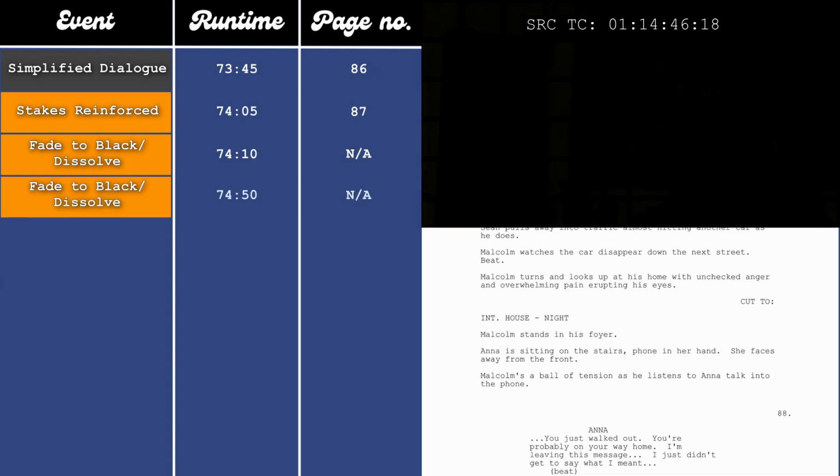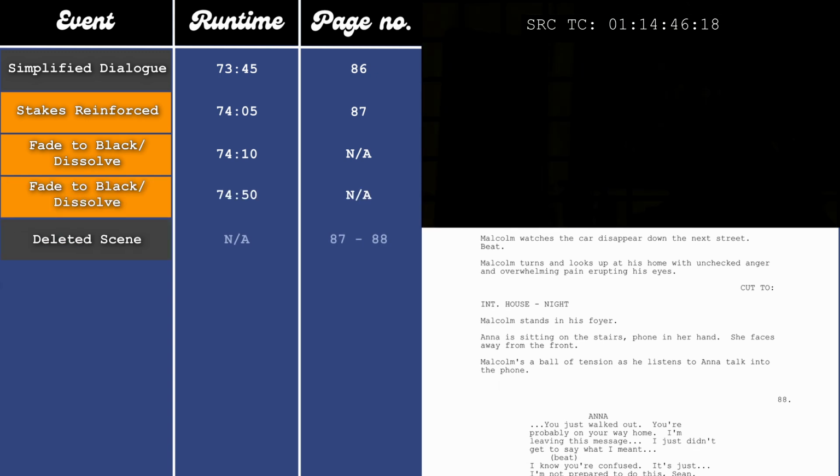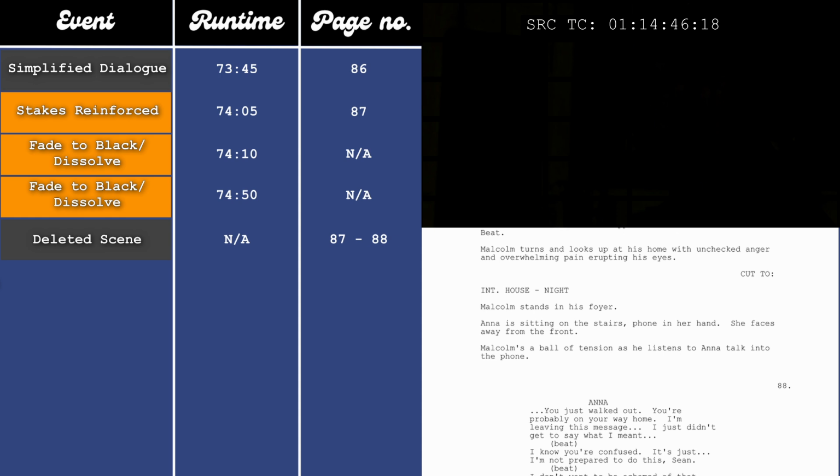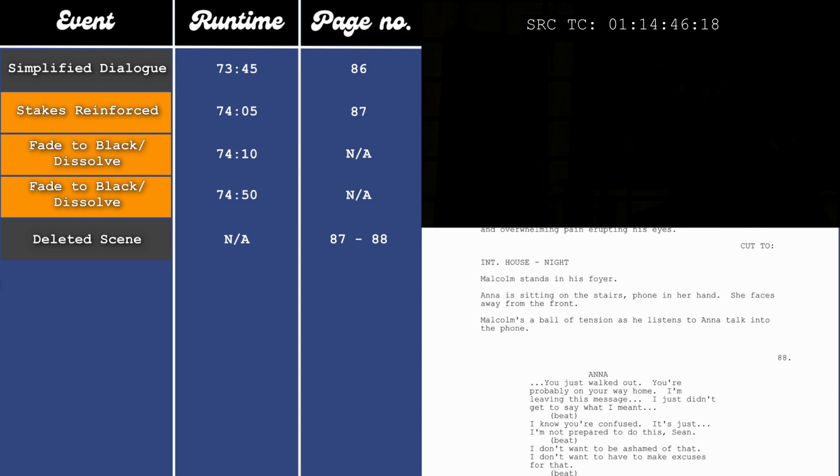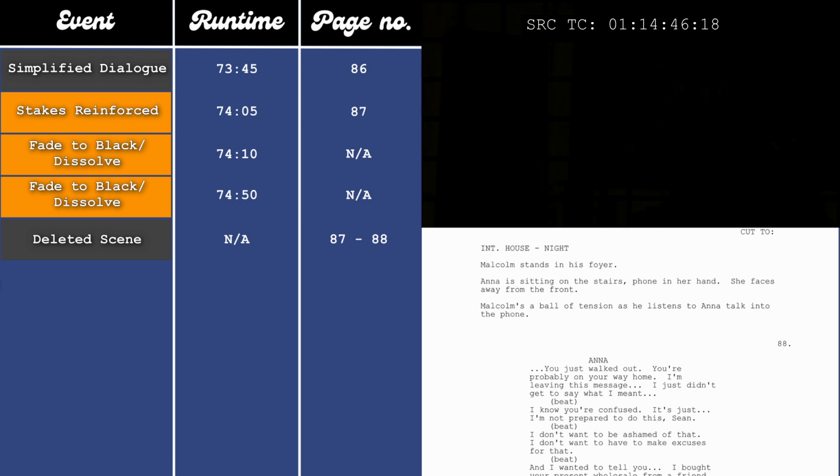It reads, Interior house, night. Malcolm stands in his foyer. Anna is sitting on the stairs, phone in hand. She faces away from the front. Malcolm's a ball of tension as he listens to Anna talk into the phone.